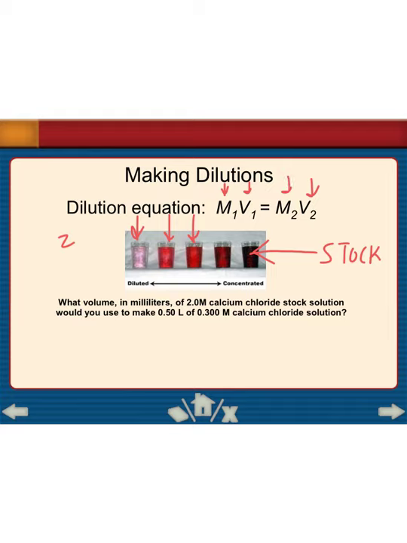M1 will be the initial concentration, and V1 will be the initial volume of the stock solution. Usually V1 will be how much of the stock solution you need to use to create a solution. M2 will be your final concentration. And V2 will be the volume you want to make.